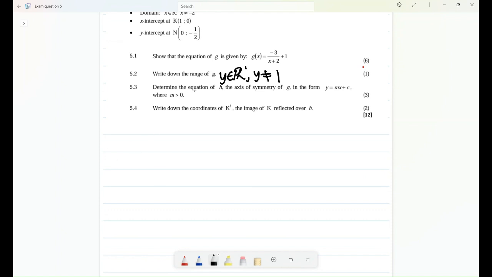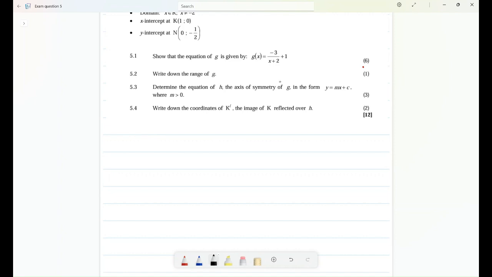5.3 says to us, determine the equation of H, which is the axis of symmetry of G in the form of y equals mx plus c, where m is greater than 0. This information is very important. M is greater than 0, so it means I have a positive gradient. So now let me remove this. You can pause the video.